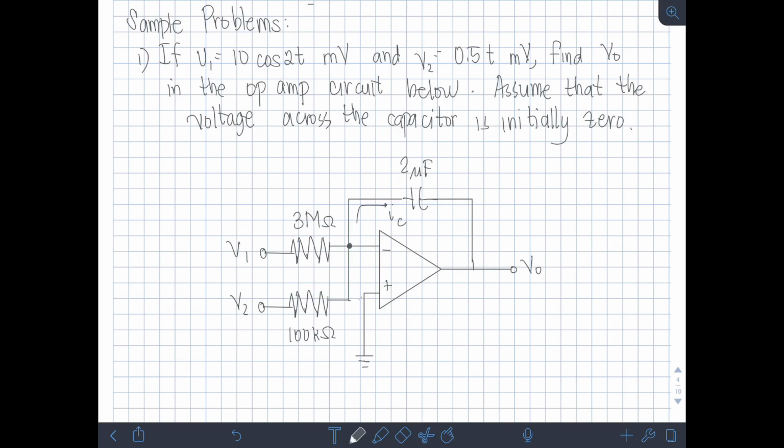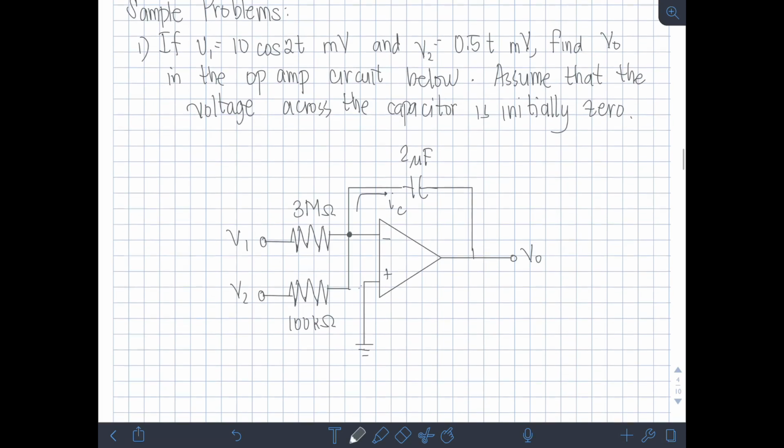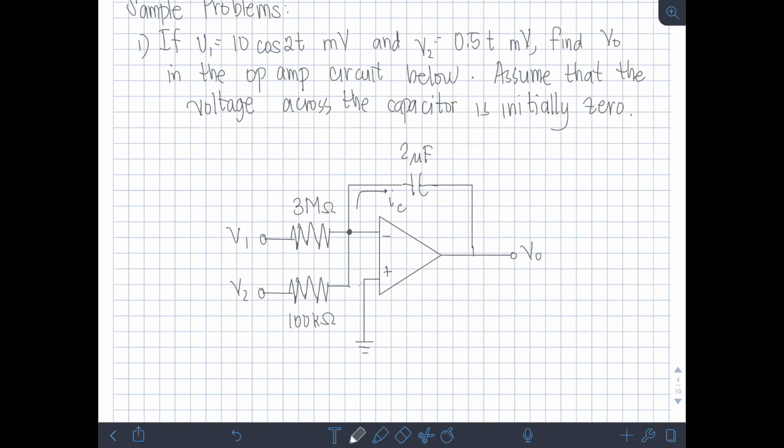So, we have, if V1 is equal to 10 cosine 2t millivolts and V2 is equal to 0.5t millivolts, find VO in the op-amp circuit below. Assume that the voltage across the capacitor is initially 0. Okay, so this time, yung configuration natin ay summing integrator kasi meron tayong dalawang input. So, pwede natin apply dito yung formula natin for integrator. Kaso, kailangan dalawa yung magiging factor natin ng 1 over RC integral of V in dt.